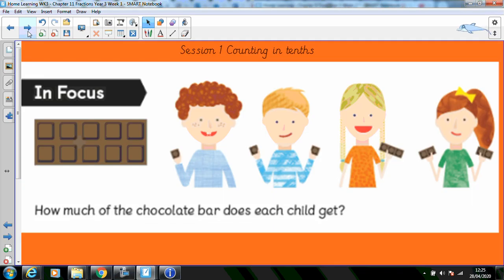Here's our in focus. Let's have a little look and see what you notice. We're with Elliot, Sam, Hannah and Holly today. And here we've got a chocolate bar. Our question is, how much of the chocolate bar does each child get? I can see in the picture that they've each got some chocolate. How much chocolate does each child get? Pause the video while you have some thinking time and see what ideas you can make notes of.